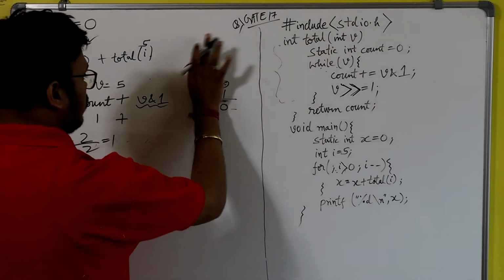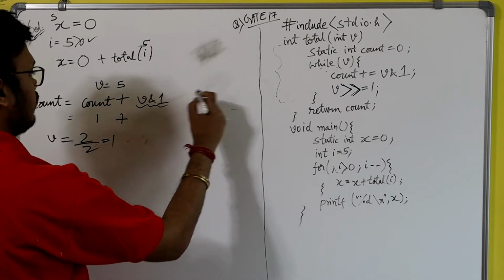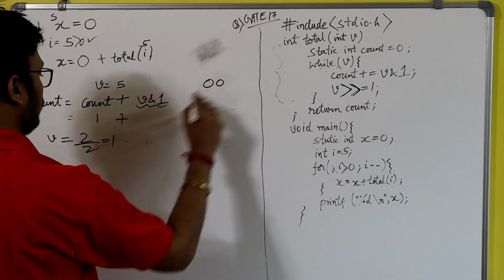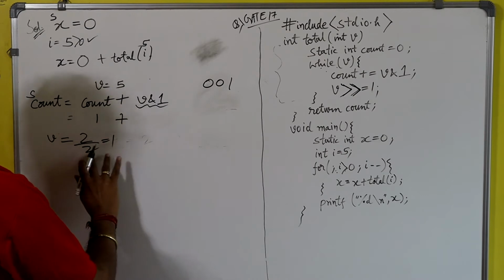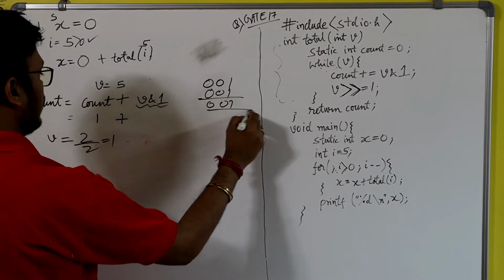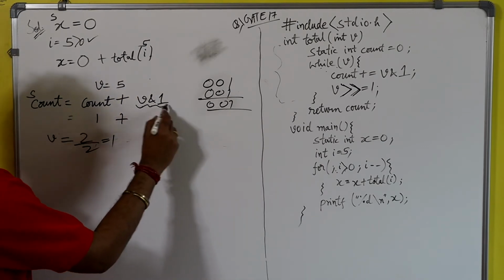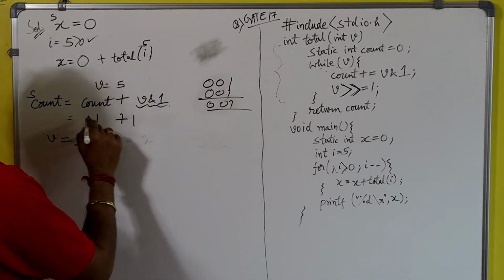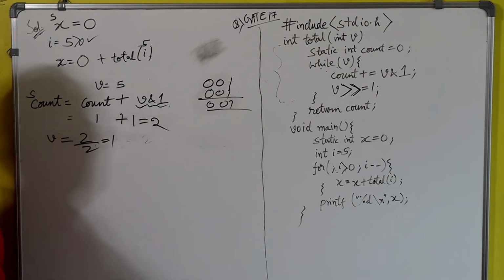Okay. So here what I will write? In place of v, 0 0 1, because the value of v is 1 and now this is 1. So 1 and 1 is 1. Okay. So the value of v and 1 became 1. So now count is 1 plus 1 is equal to 2.